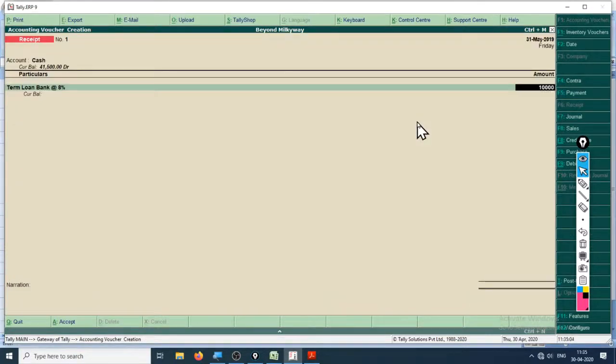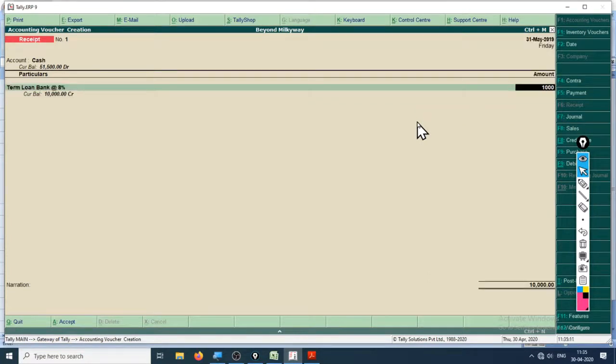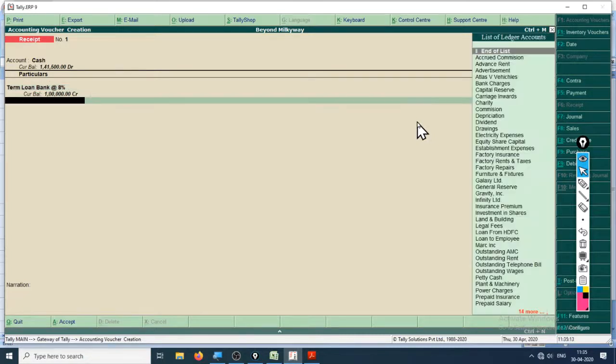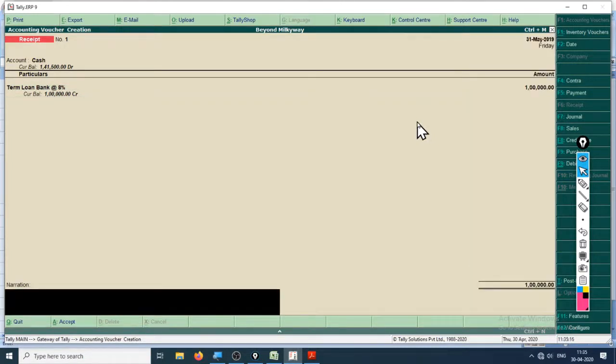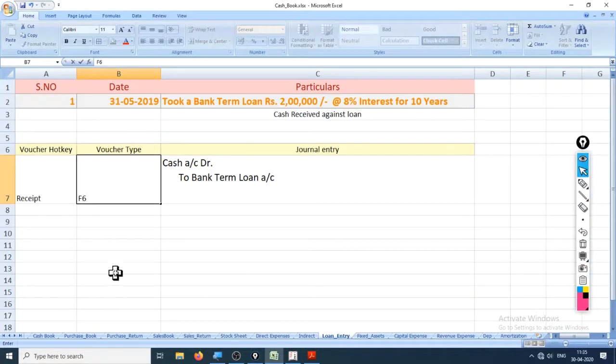1 lakh. Now cash will increase by 1 lakh. It will become 1,41,500. Took loan at 8%. Control A. Okay, that entry is now created. Hence, this part is now done.